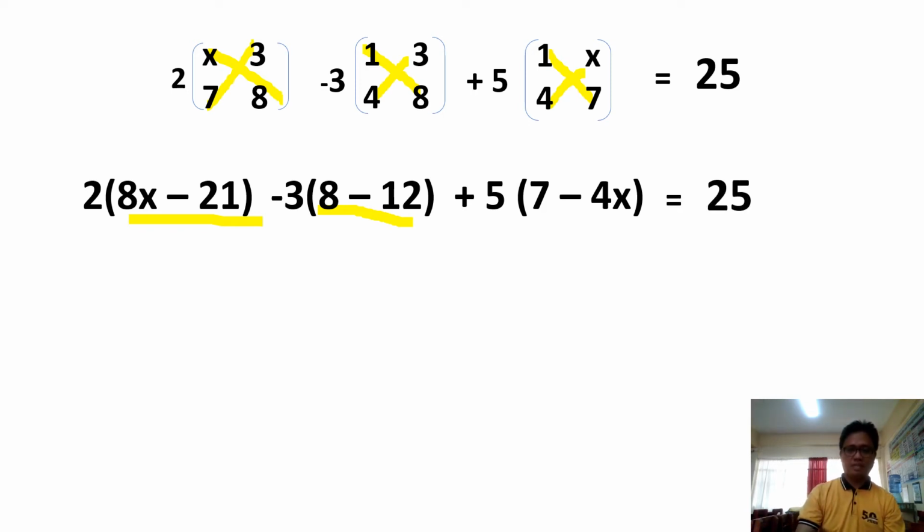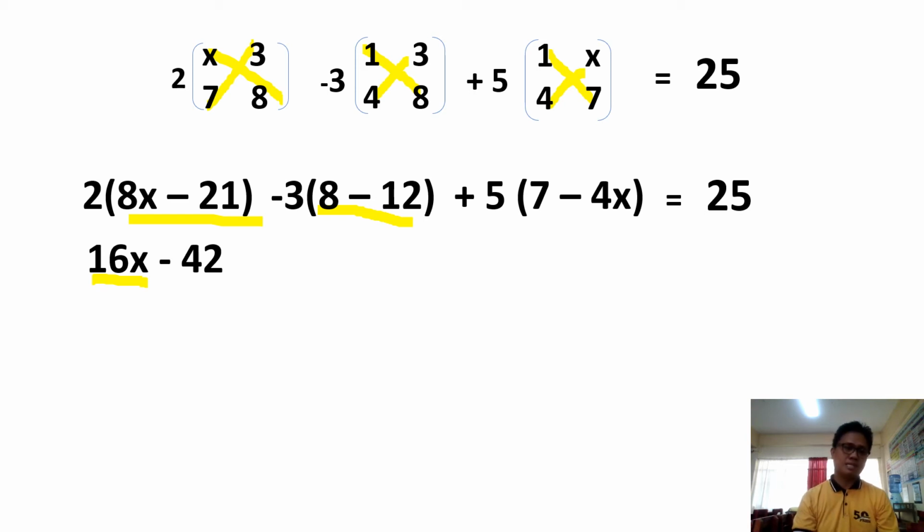and this is equal to 25. Then we can now apply the distributive property to find the product of this first group, second, and third. And we are going to combine all like terms, then we can solve for the value of x. So by multiplying 2 to 8x, we have 2 times 8x, so you have 16x. Then 2 times negative 21, that is negative 42.